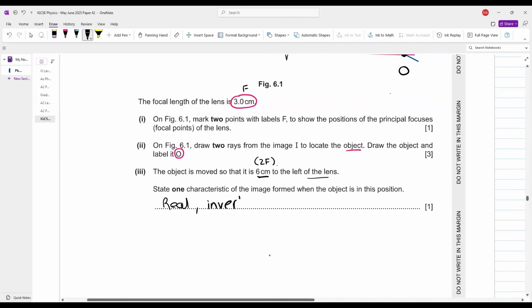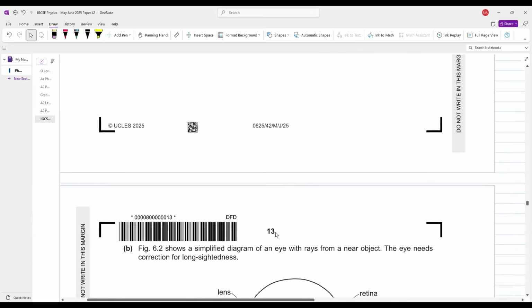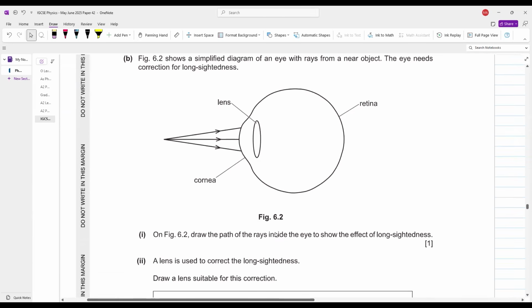So beta, make sure that you are also referring to the notes side by side, same side. Let's move ahead, आगे बढ़ते हैं. Figure 6.2 shows a simplified diagram of an eye with rays from a nearby object. The eye needs correction for long sightedness. अच्छा जी, आपको कौन सी डिजीज है long sightedness की? Okay, long sightedness में क्या होता है?